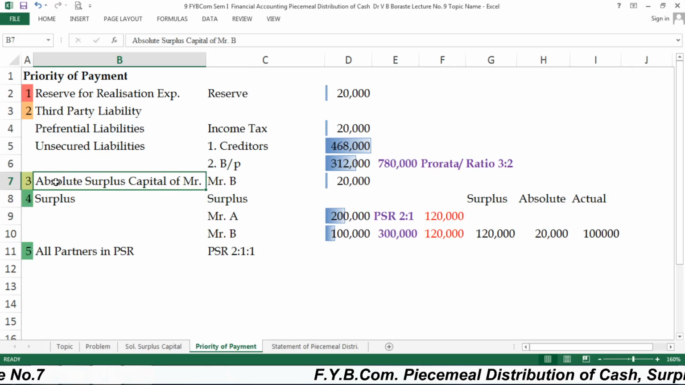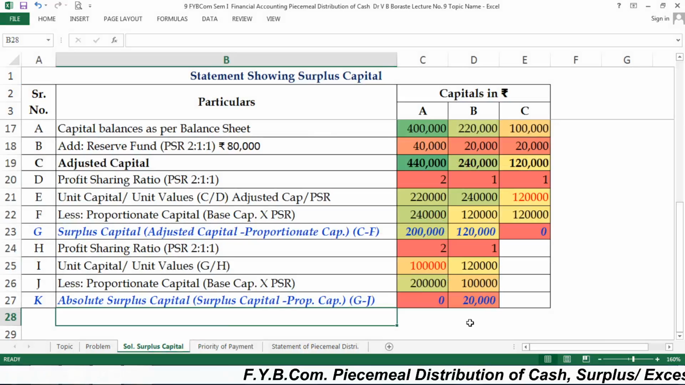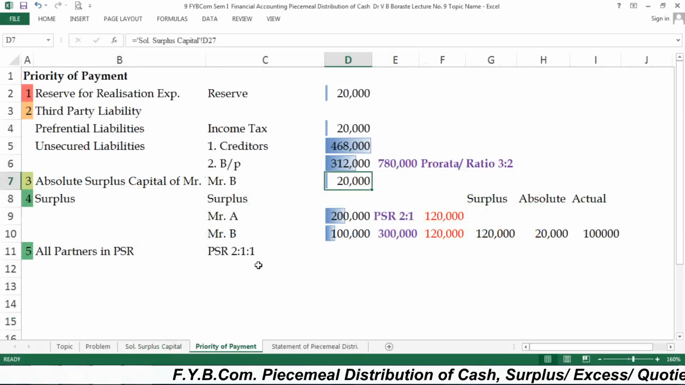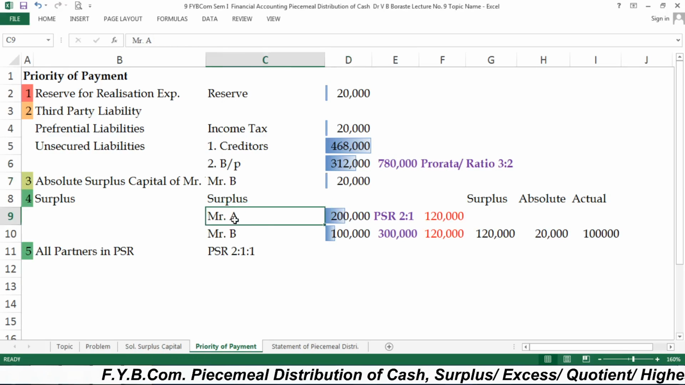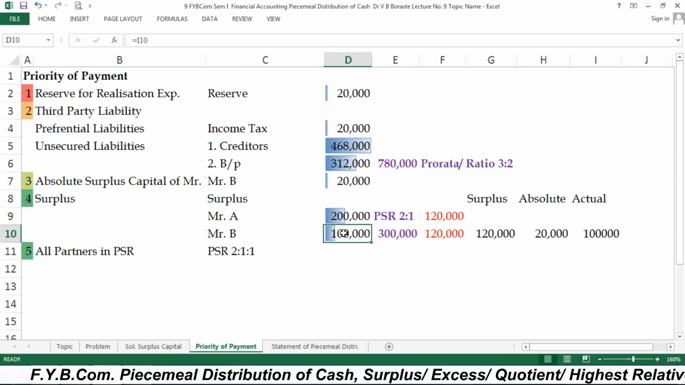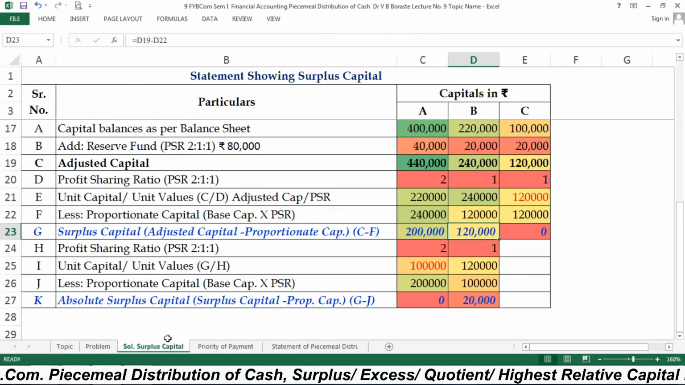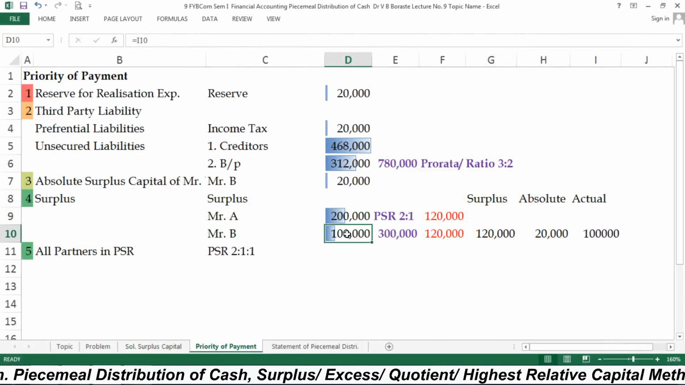After that we have to pay the absolute surplus of Mr. B, as earlier discussed about the surplus of Mr. B. After that we will pay the surplus capital, here 20,000 payment. Then we will pay surplus to Mr. A, that is 2 lakh, Mr. B, that is 1 lakh. So the actual surplus is 2 lakh and 1 lakh 20,000.